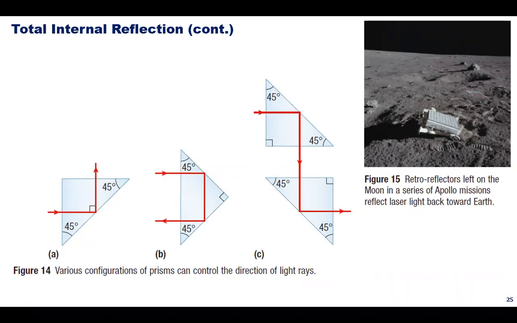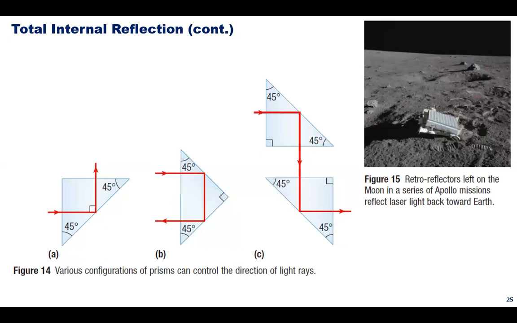Figure 14c shows an application in which two prisms are used together to alter the path of a ray of light, as in the periscope of a submarine. The retroreflectors left on the surface of the moon by astronauts during some of the Apollo missions are an interesting application of the reflection of light. These retroreflectors, as shown here in figure 15, contain hundreds of prisms and are oriented to reflect laser light back to Earth, much like the reflector on a bicycle.